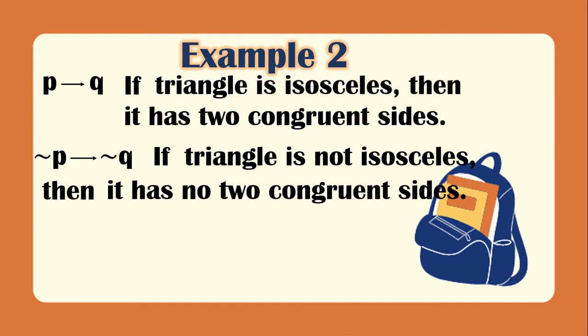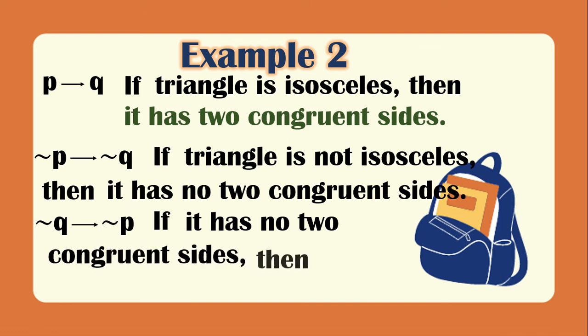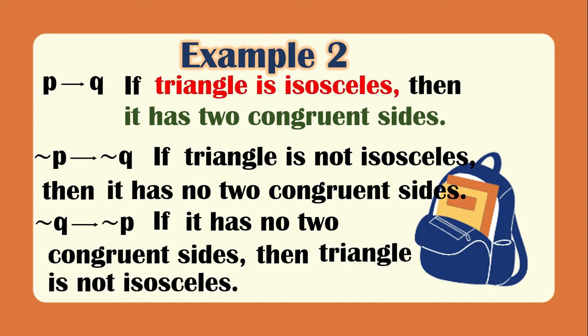And then for the contrapositive, we will negate first the conclusion. It has two congruent sides. It will become it has no two congruent sides. And then for the hypothesis, it will be in the then part. Triangle is isosceles will become triangle is not isosceles. So that's how you make the contrapositive statement.